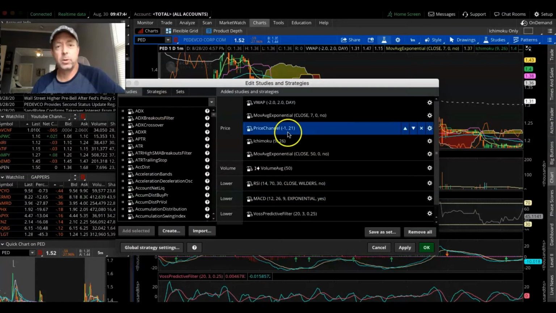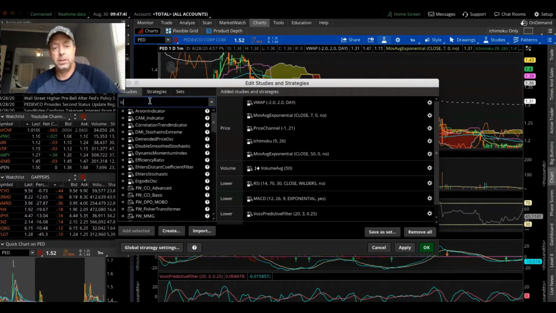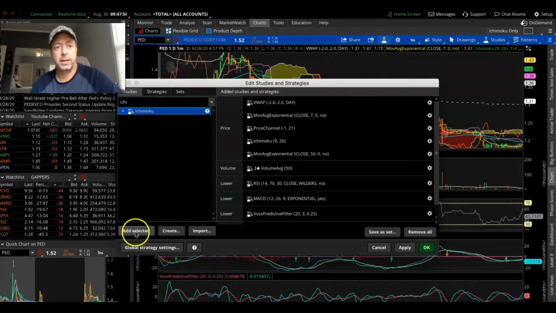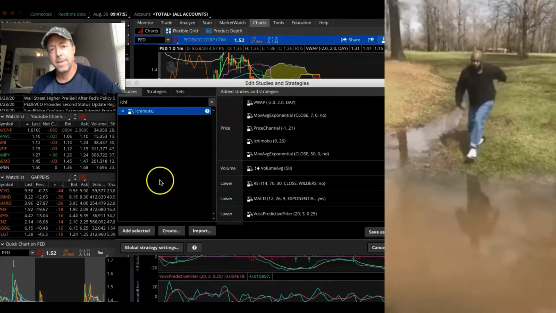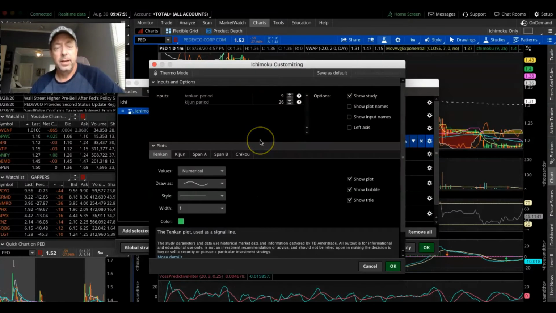So what you can do is you can go into your studies right up here on the beaker, type in Ichi, there it is, I highlight it, I click add selected, it slides over to the right, and there it is. And then what I can do is I can click on the gears. And here it is right here.